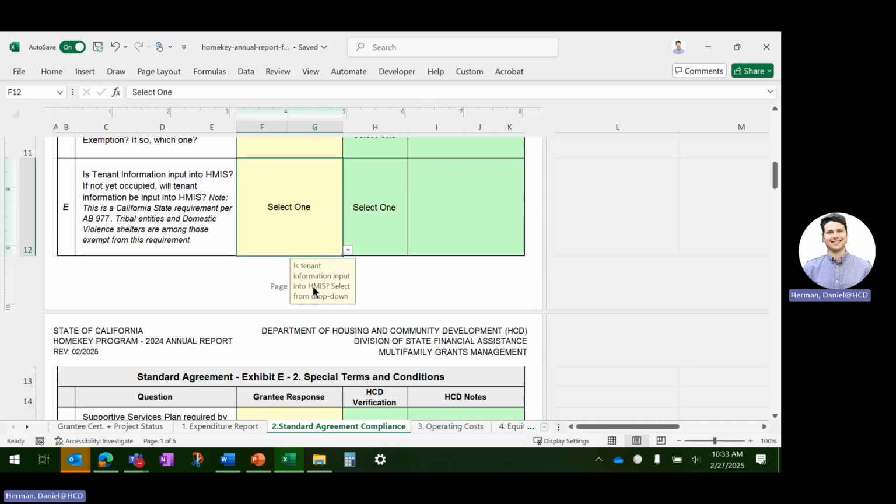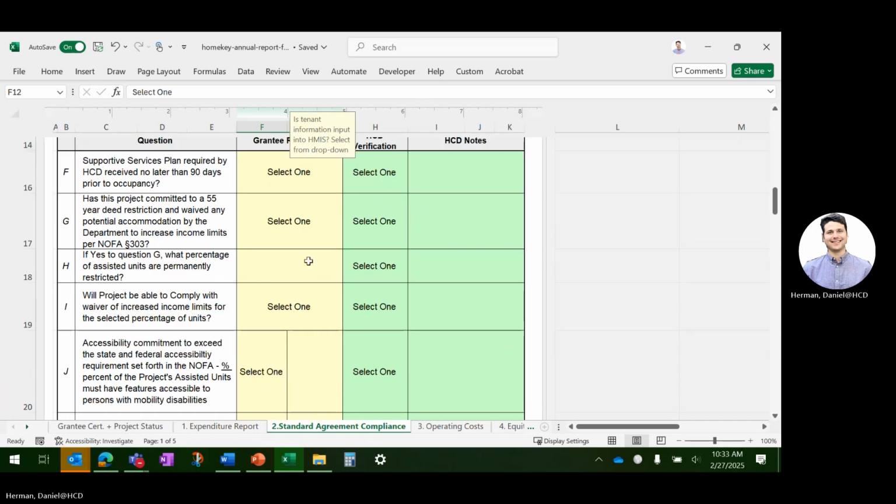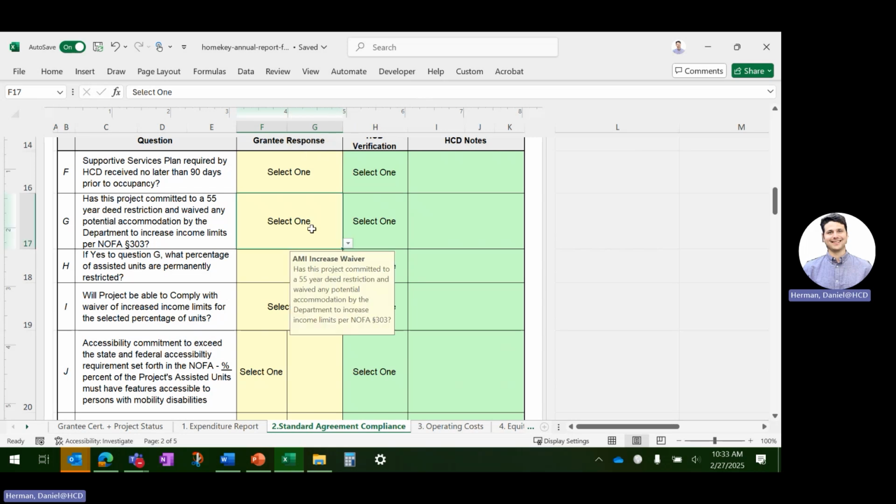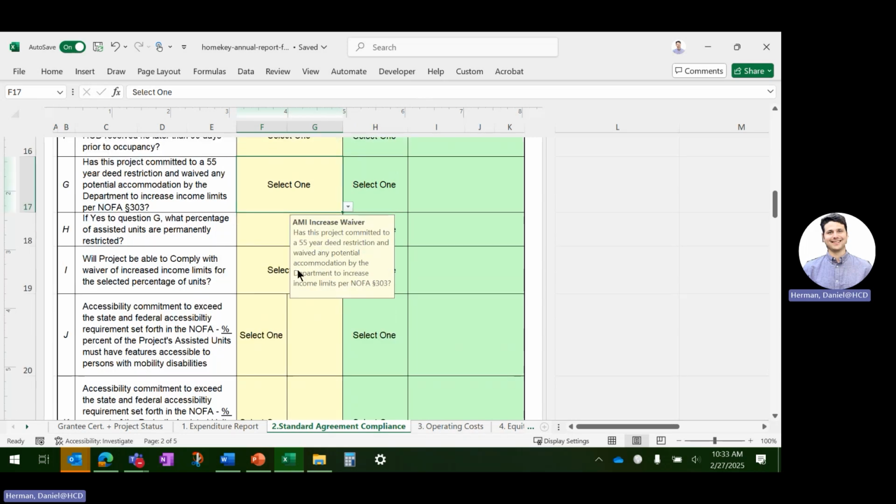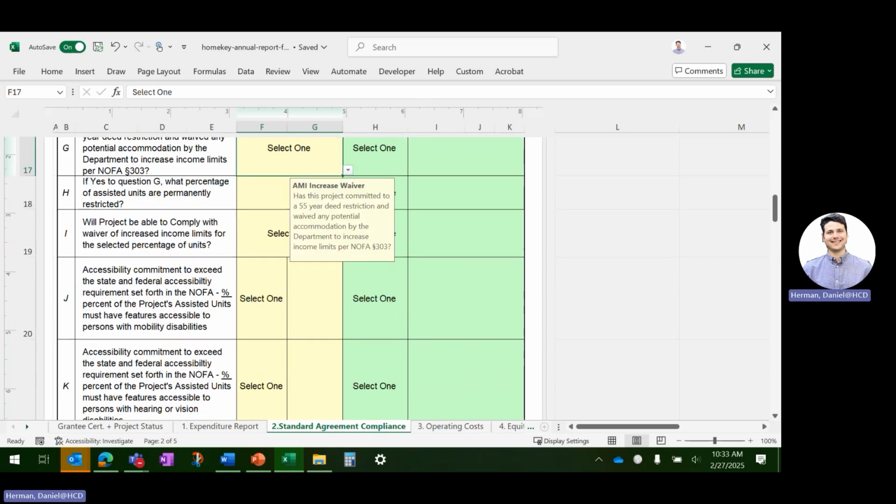Question E asks to enter yes or no if the project is not inputting information to HMIS, and if it is not, if it's exempt or not. Please mark question F whether the supportive services plan has been received by the department. And for the next few questions, they also have to do with the affordability commitments and the waiving rights to income increases.